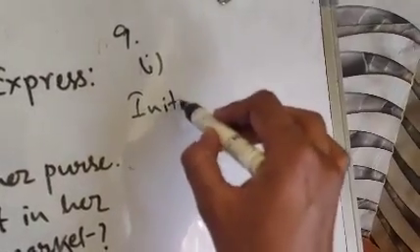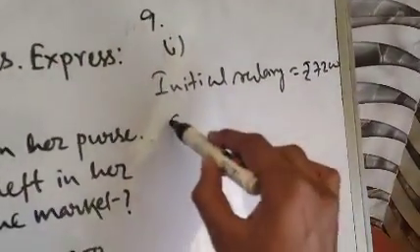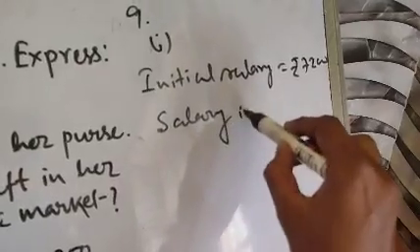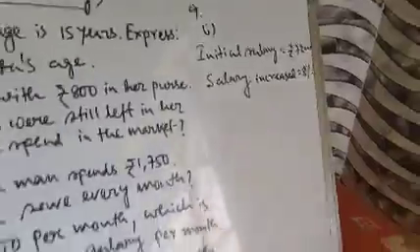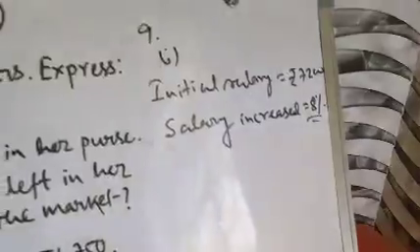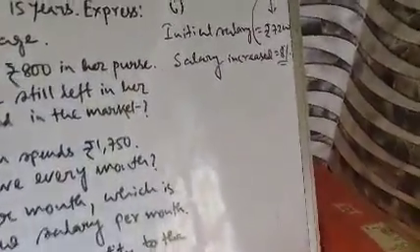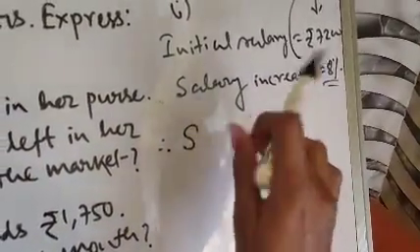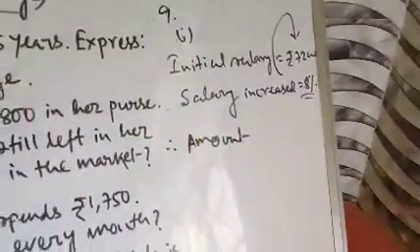So the initial salary was rupees 7200, which is increased by 8%. Now see, the salary which is increased by 8% will be on the initial salary. The salary increase given as 8% is applied on the initial salary. So we will write amount increased. What is the amount that is increased?